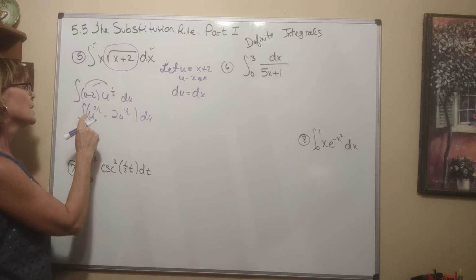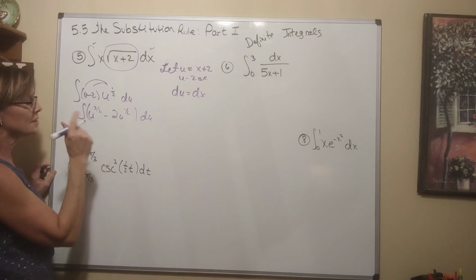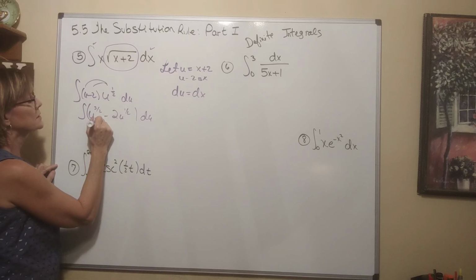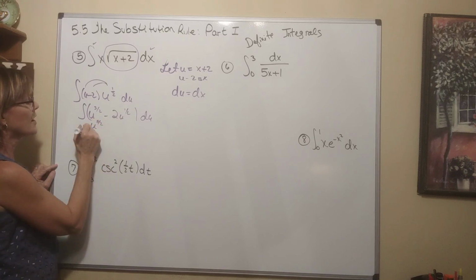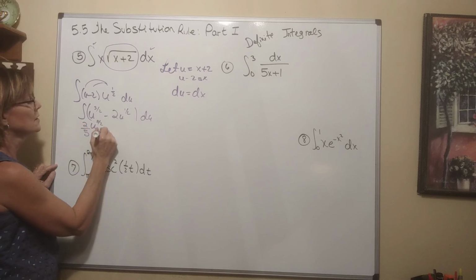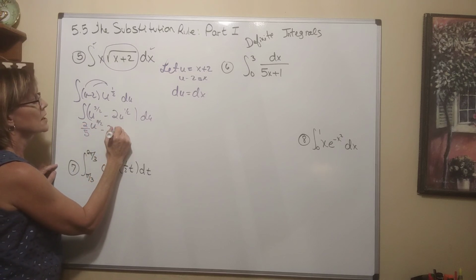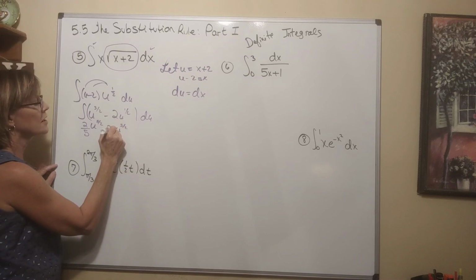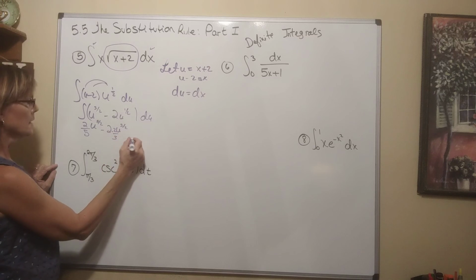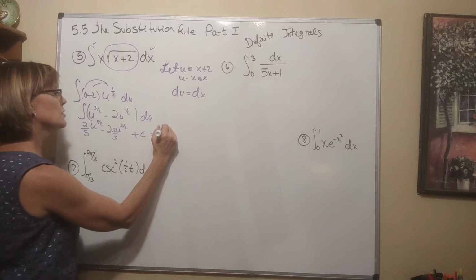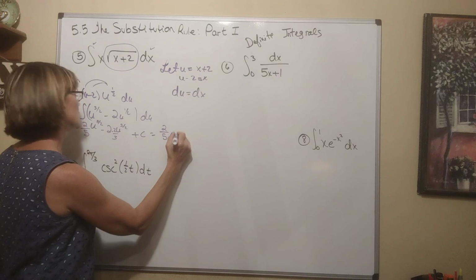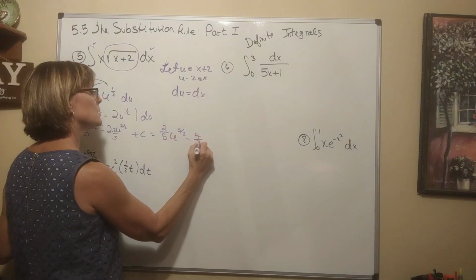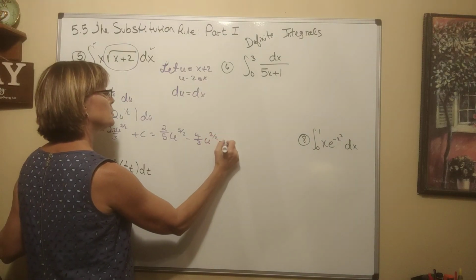Now I'm going to integrate. This becomes u to the 3/2 plus 1 over that number. So this would be u to the 3/2 plus 1, which is 5/2, divided by 5/2, or times 2/5, minus 2 times u to the 1/2 plus 1, 3/2, divided by 3/2, or times 2/3, plus a constant. So this is 2/5 u to the 5/2 minus 4/3 u to the 3/2 plus a constant.